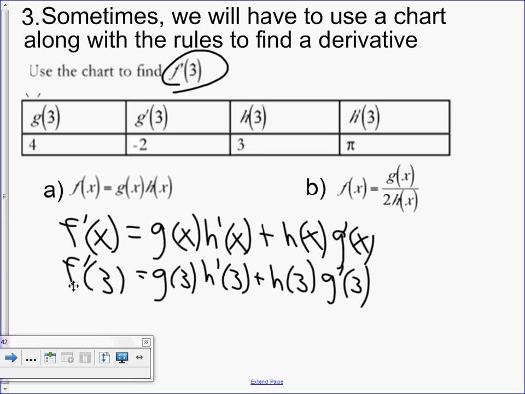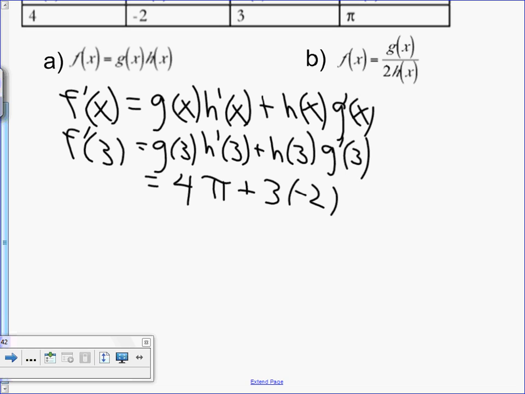See what we're doing? We're writing down the general rule. Now we filled in the 3. Then you just have to pick off the values from the little chart they give you. So what do I write for g of 3? 4. How about h prime of 3? Plus h of 3, 3. And that's negative 2. So it'd be 4 pi minus 6.